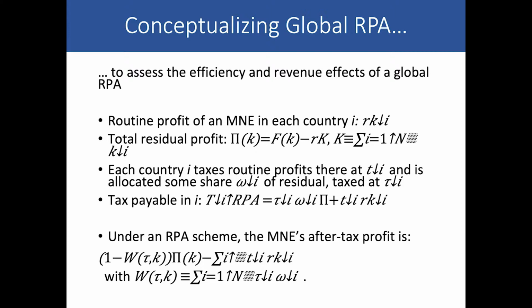So the total tax payable, from the perspective of the multinational in each country, is basically the tax on routine and then the tax on residual. And then under the RPA scheme, the multinational has the same problem of maximizing the total after-tax profit under the RPA. So that's basically the idea of the model. And what I want to highlight is that where you see the W, it is the weighted average of the tax rate on the worldwide residual.